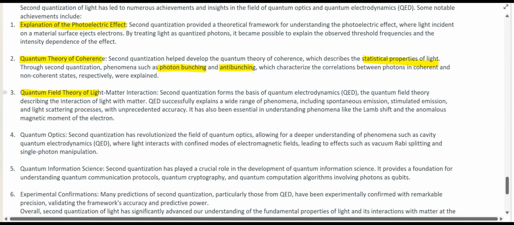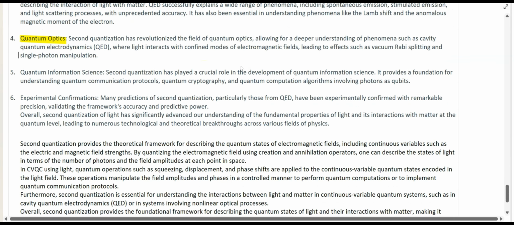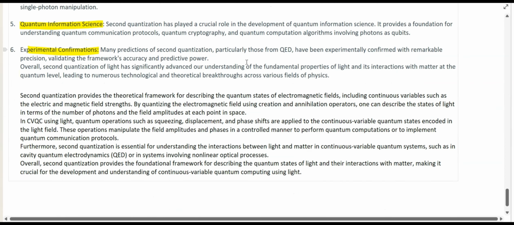We could understand the light-matter interactions in more detail. A new field was developed, which is called quantum optics. The second quantization also helped in quantum information science. And also there were so many experimental confirmations of what we had studied. So let us understand the second quantization in more detail.